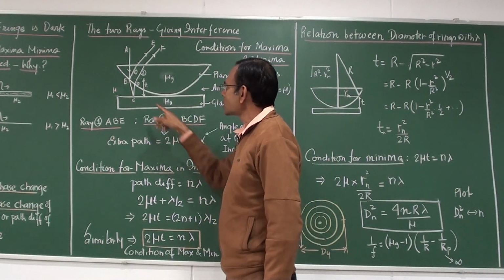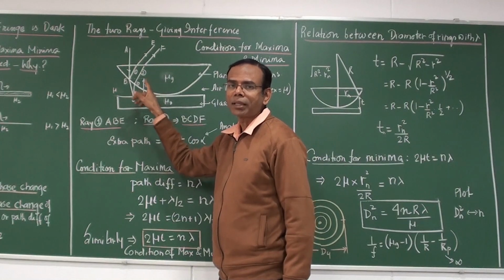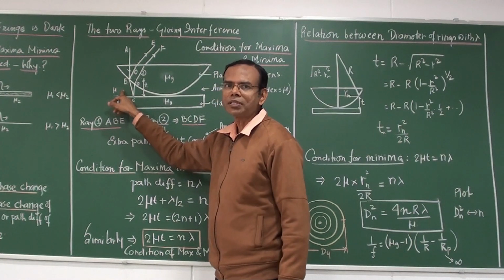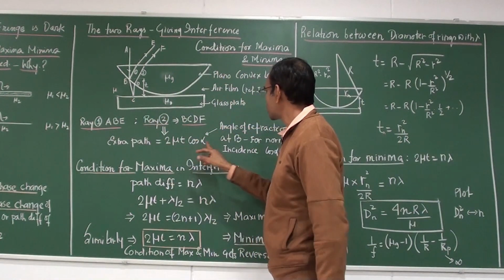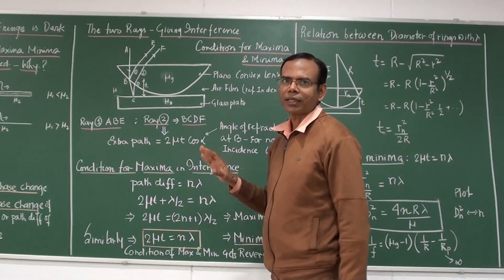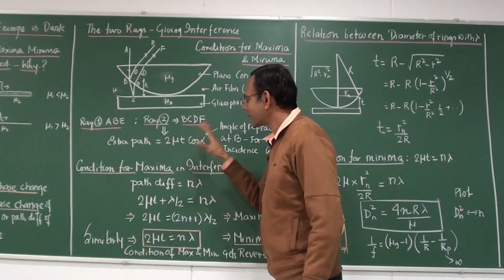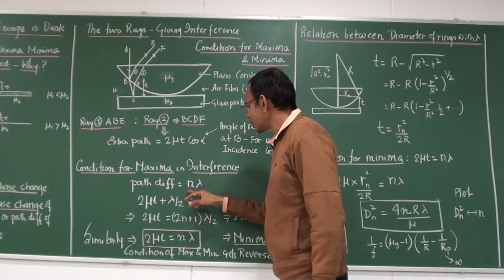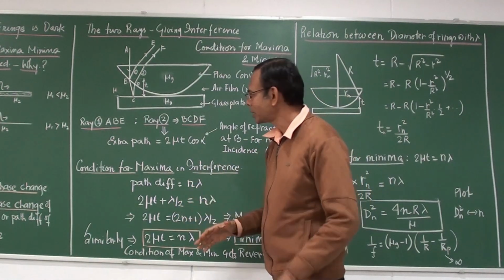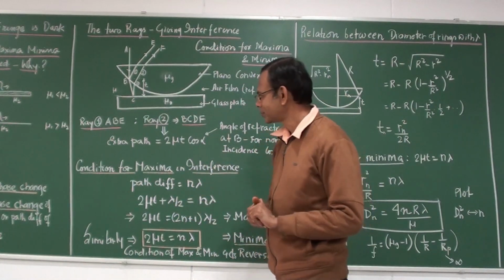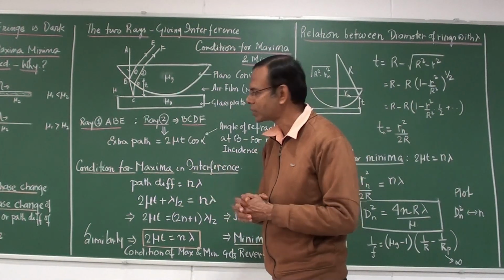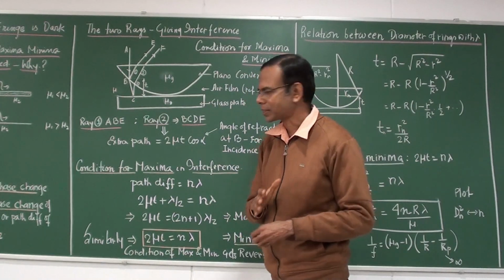2 mu t, because this is not the geometrical path, this is the optical path. So it has to be multiplied by the refractive index of this film. So 2 mu t cos alpha. Now, what we have studied is, if this path difference is equal to n lambda, that is multiples of lambda, then we get a maxima. If the path difference is equal to n lambda, we get a maxima. That is what we have learned in the case of interference.